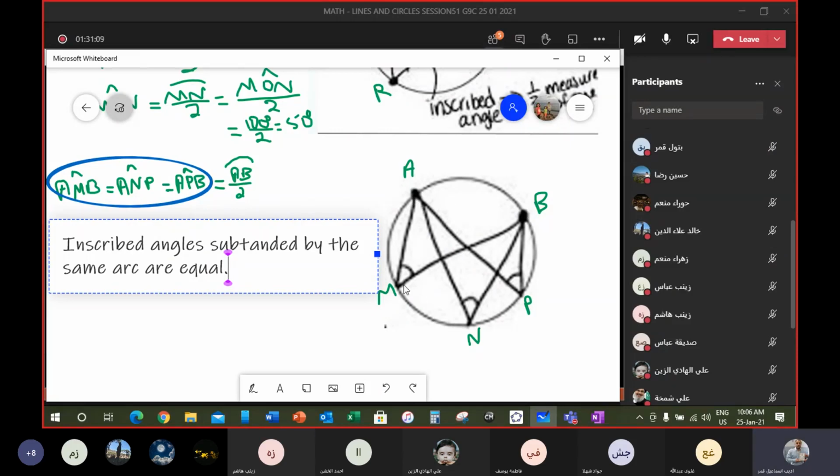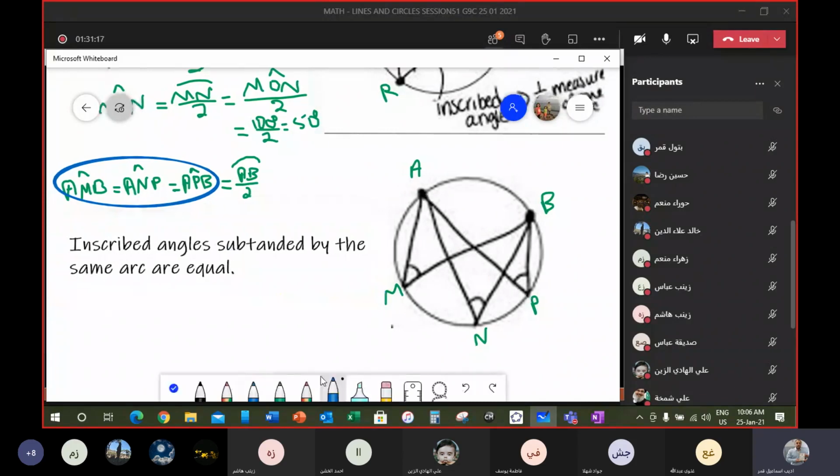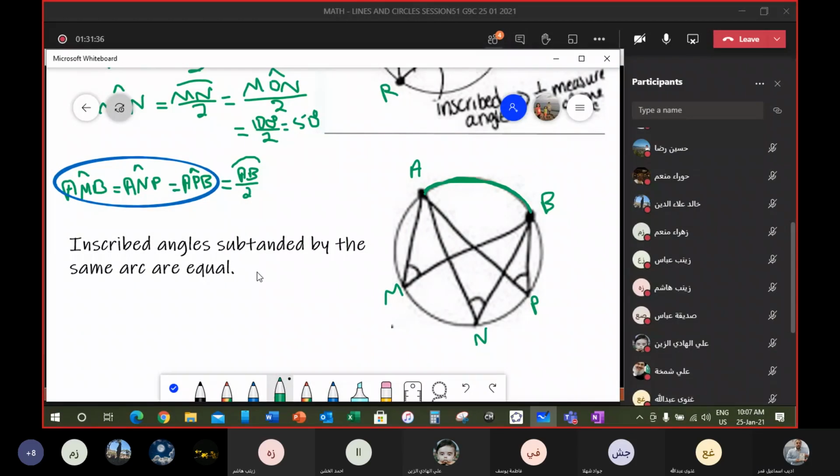they both are inscribed angles, meaning their vertices are on the circle and they are subtended by the same arc, as you see here, this arc AB. Both of these angles are subtended by this arc AB, then these two angles are equal. I directly say about them, inscribed angles subtended by the same arc. Okay?